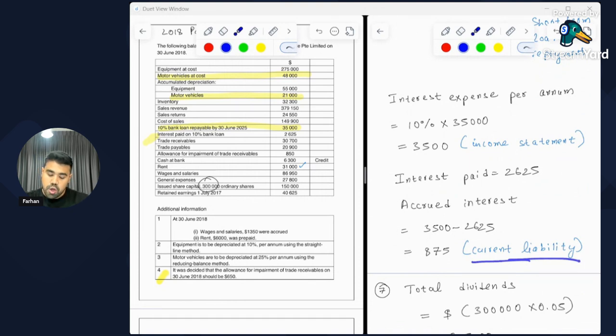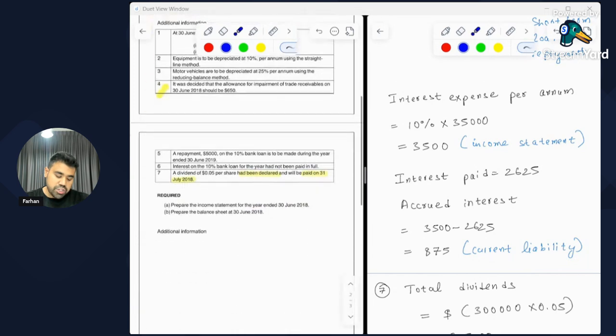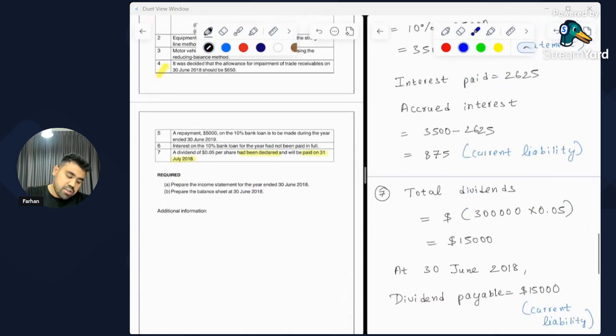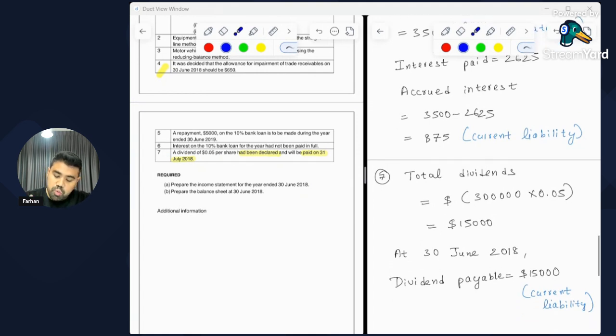All right? Okay. What's the last additional information that we've got? A dividend. A dividend of 5 cents per share had been declared and will be paid on 31 July 2018. So remember that we are preparing the financial statements for the year ended 30 June 2018, given that this dividend is to be paid on 31 July 2018. All right? So let's first calculate the total dividends. We know it's $0.05 per share in dividends that we are paying. Now, what do we understand by dividends? Dividends are share of profits that are given to the owners or the shareholders.